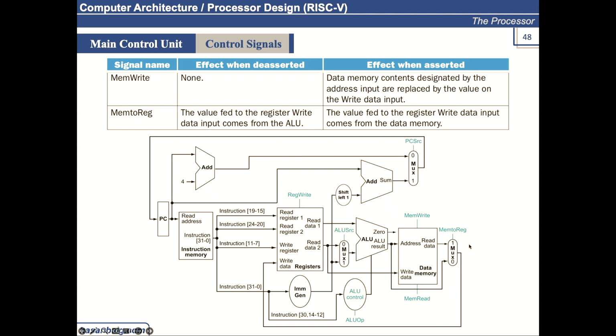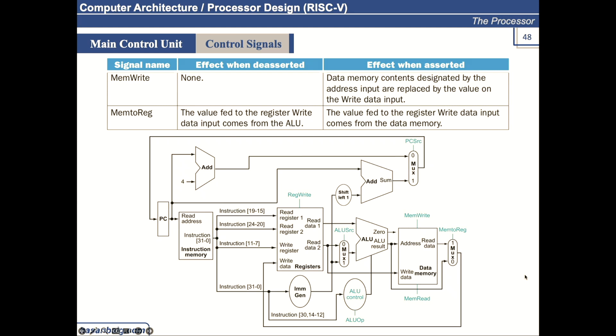Mem to reg. Here again, we have just discussed this. Mem to reg will decide whether the data written to the register comes from memory or from the ALU directly. Here you can see the values are 0 and 1, but here it is 1 and 0. It does not matter. It could be in any order. Any question?